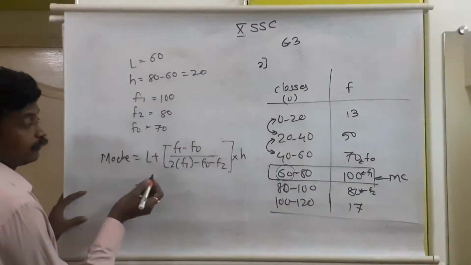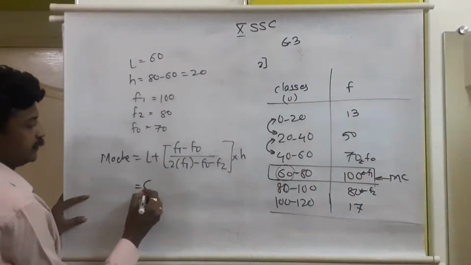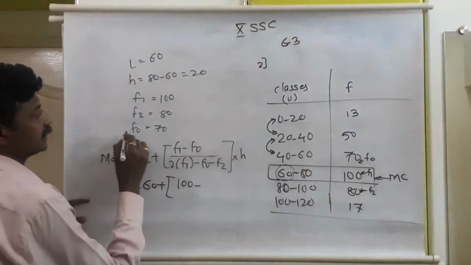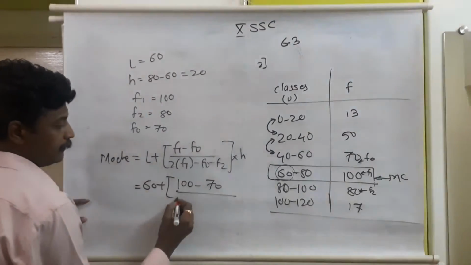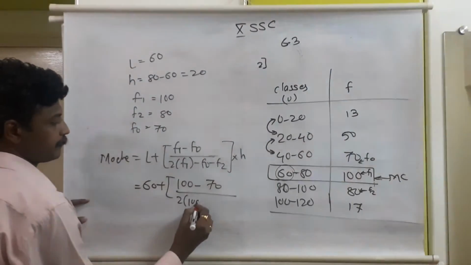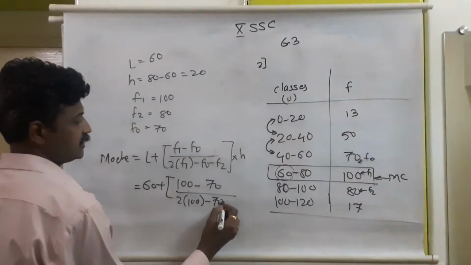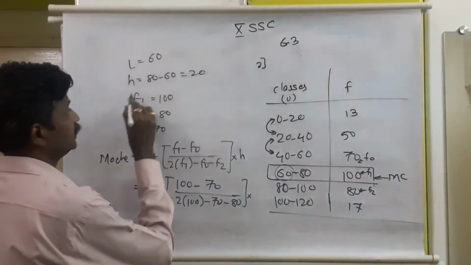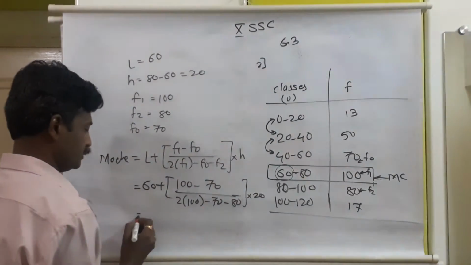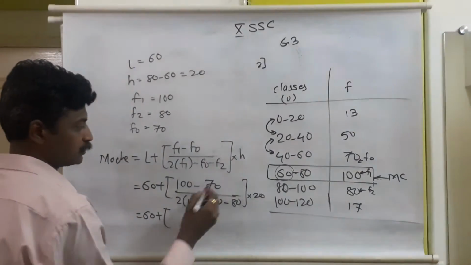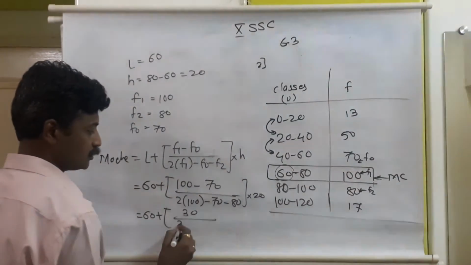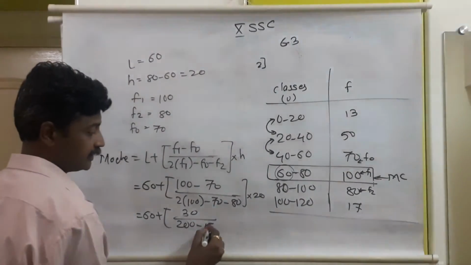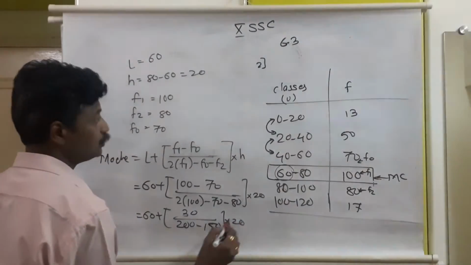Okay. So now to put in the values, L is here 60, the lower limit of the modal class. F1 is 100 minus F0 is 70, upon twice of F1 which is 100, minus F0 again 70, minus F2 which is 80, bracket complete, into H, the class width, which is here 20. It is going to give us the required answer. So 100 minus 70 is 30. 2 into 100 is 200. 70 and 80 are both negative, so we will add them. So it will be minus 150, bracket complete, into 20.